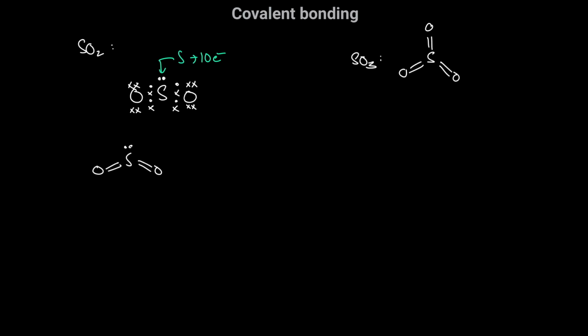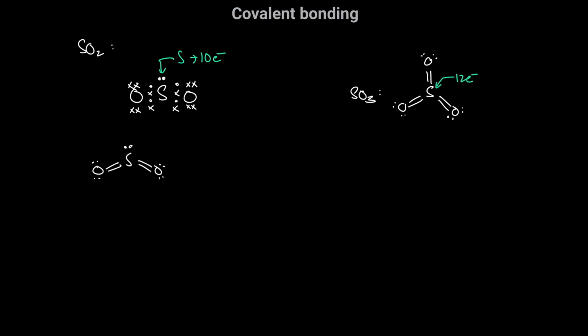So now the central sulfur has a total of 12 electrons. Again, it's exceeding the octet. And this is the Lewis structure if you show the lone pairs of oxygen.